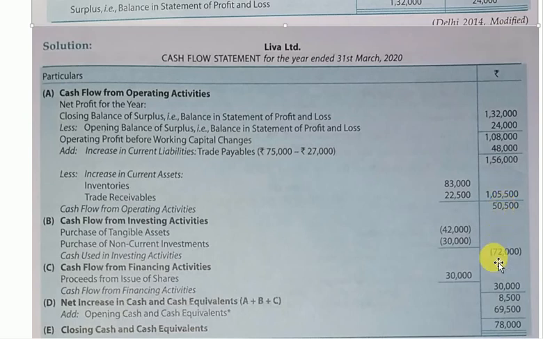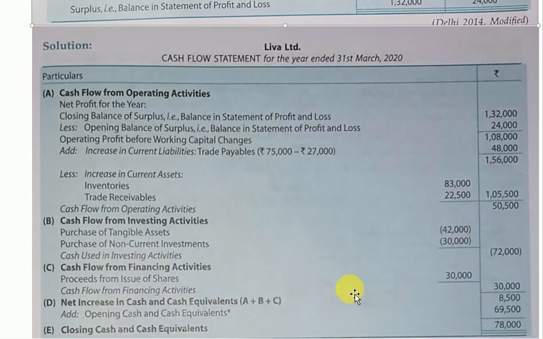Investing activity, we have already discussed, this is minus 72,000. Financing activity, it is 30,000 plus. Now, you should take care that in between these three activities amount, there should be no line in between. That is why the individual amounts are written inside. Now we need to add these three: 50,500 minus 72,000 plus 30,000. The total comes as 8,500, and this is your point number 4 or D, net increase in cash and cash equivalent from A plus B plus C, that means operating activity plus investing activity and financing activity, 8,500.